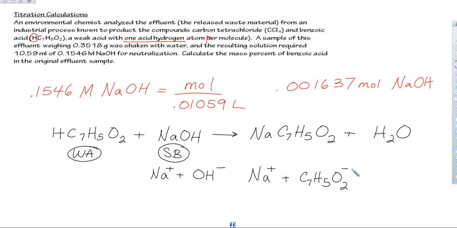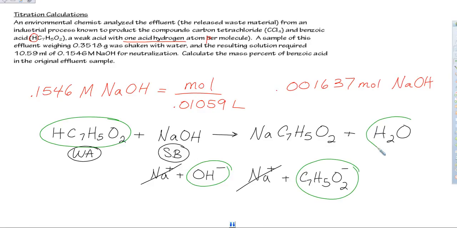Water is a liquid. So if by chance you were asked to scale this down to net ionic, the only spectator would be the sodium. And you'd have the benzoic acid reacting with the hydroxide. You'd have the benzoate ion and the water formed as products. Now again, they don't ask for any of that, but we'll just put it in there as another example of a net ionic involving a weak acid. Really, all I need to know is that it's a 1-to-1 ratio. So that's why I like that they hinted that it has one acidic hydrogen atom per molecule. Cool.